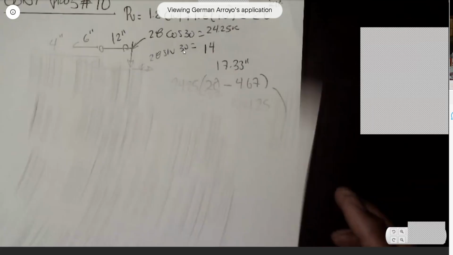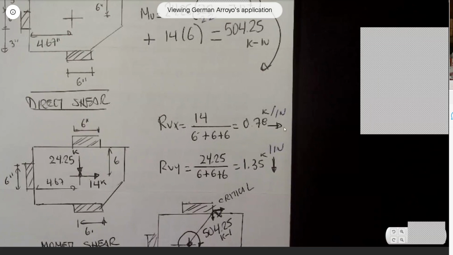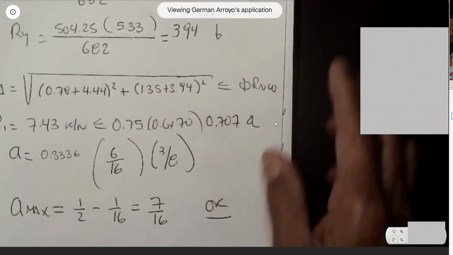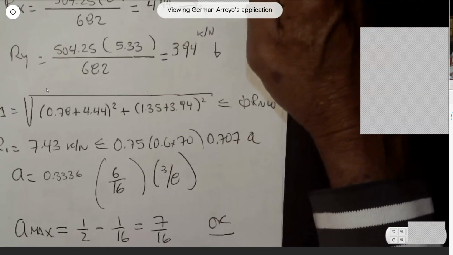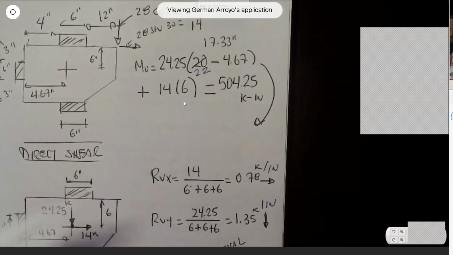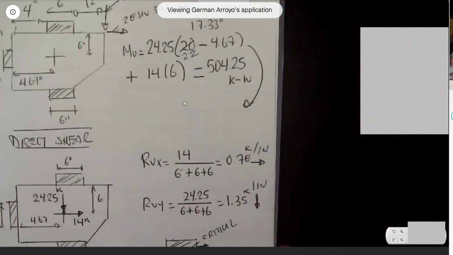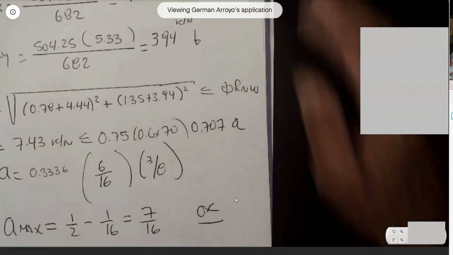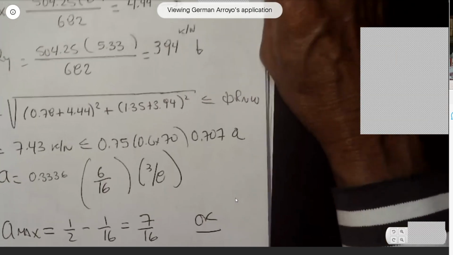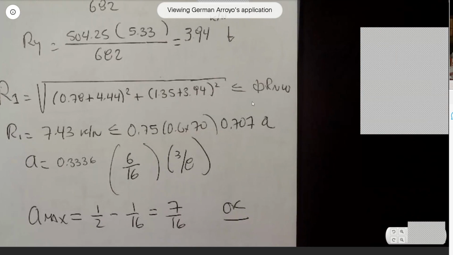And we have 0.78 in here. So 4.44 and 0.78. The components, I mentioned, all the components in Y, 3.94. And in the previous page, we had 135. So this gives me a resultant of 7.43 kip per inch. All of this gives me 7.43.